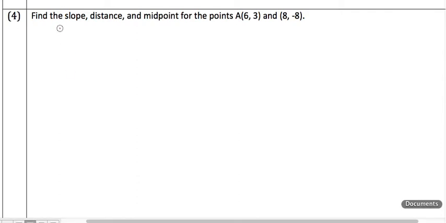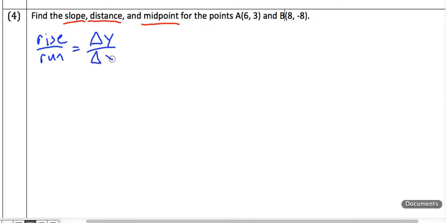To find slope, distance, and midpoint for 2 points, and it occurs to me that one of these points is missing a name. So let me drift over to the computer and call this point B. All right. Now we are ready. So I guess we should do slope first. Slope is rise over run, aka delta y over delta x, and delta means change.